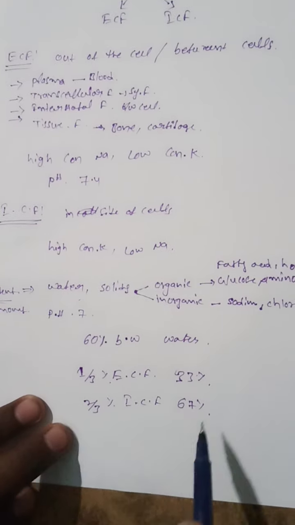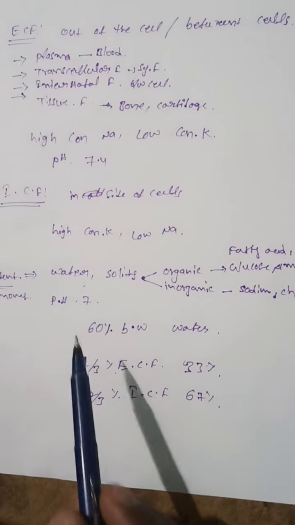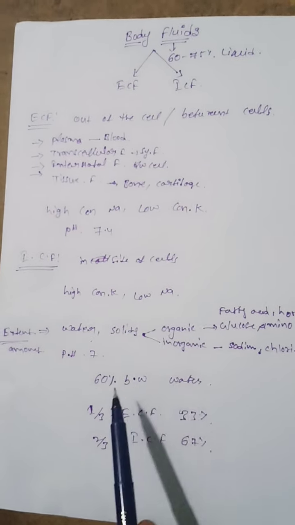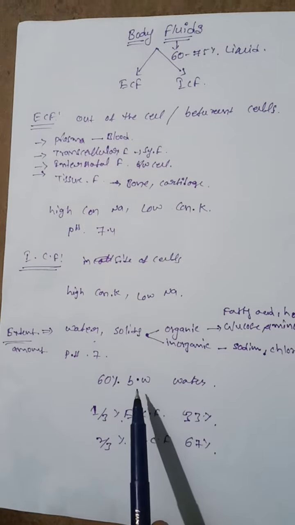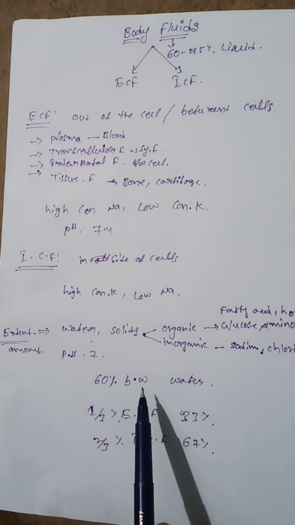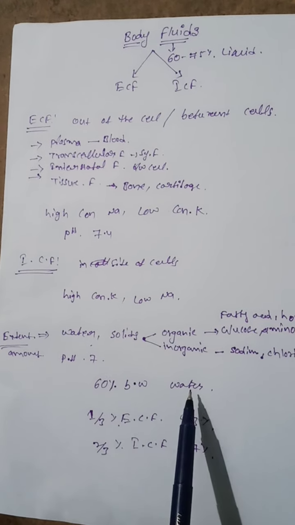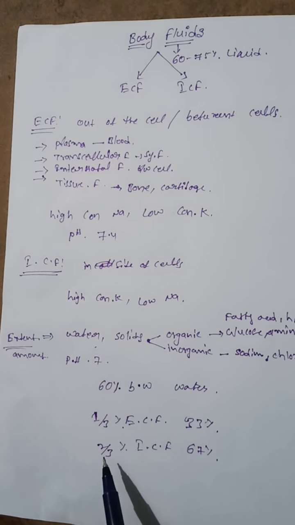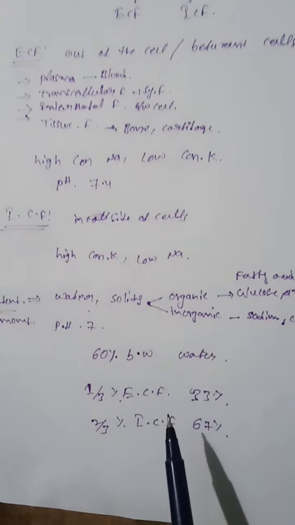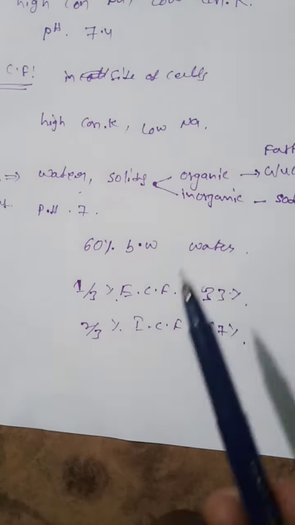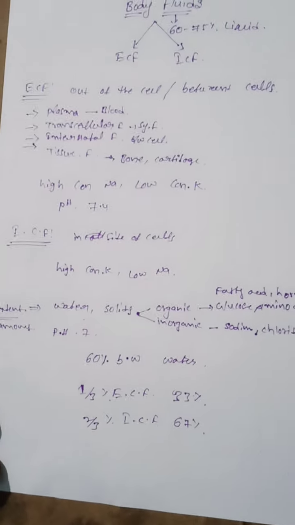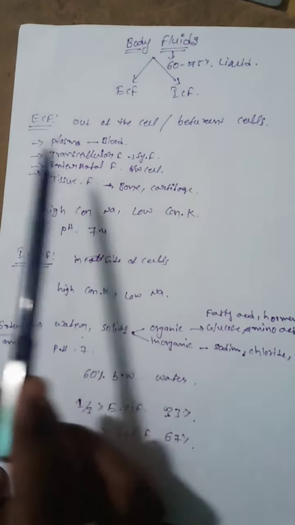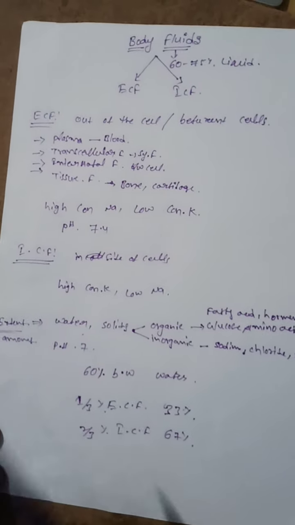This is known as the extent. So the composition is water, solids, inorganic and organic substances, and 60% of the body weight is occupied by water. One third is the extracellular fluid and two thirds is the intracellular fluid present in the body. So this is about the body fluids. The body fluids are classified into two types, extracellular and intracellular. This is about the extracellular and intracellular extent.